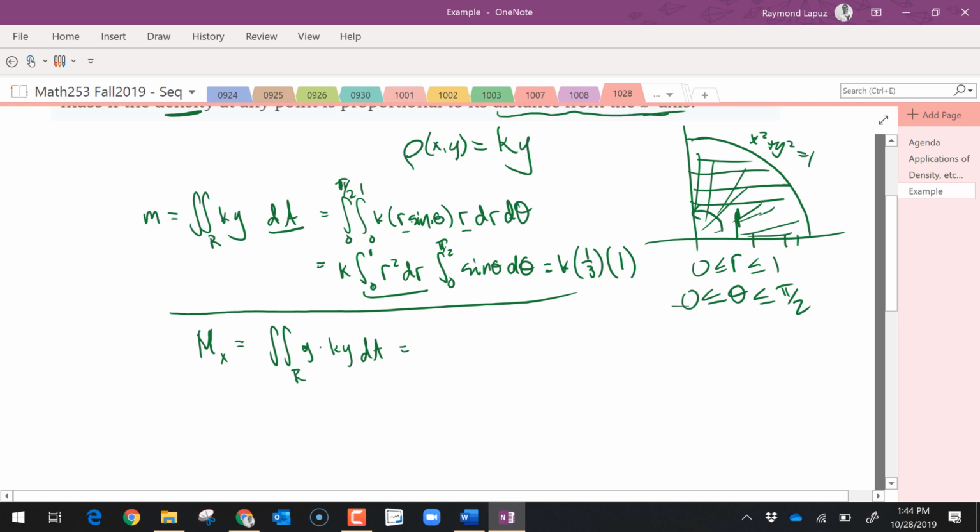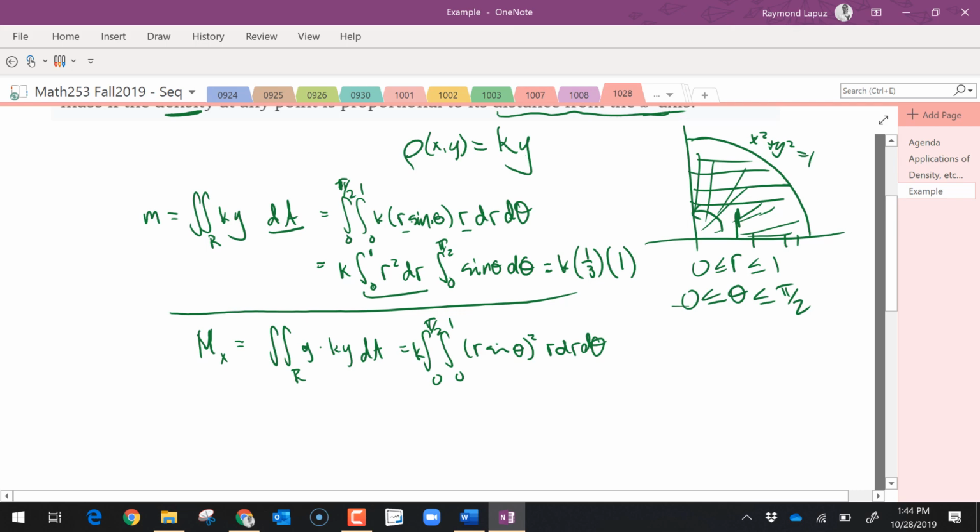So you will have an integral of y, so this is essentially y squared. We can move the k outside. We're going to have a y squared. So that's r sine theta quantity squared, r dr d theta. R goes from 0 to 1. Theta goes from 0 to pi over 2.